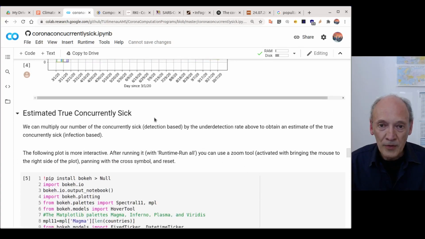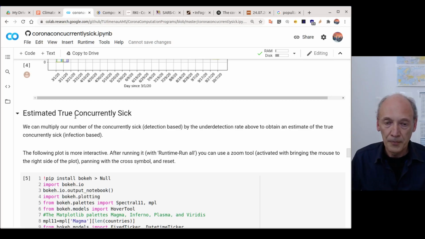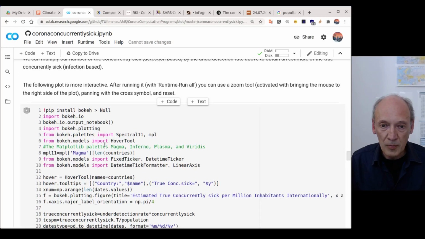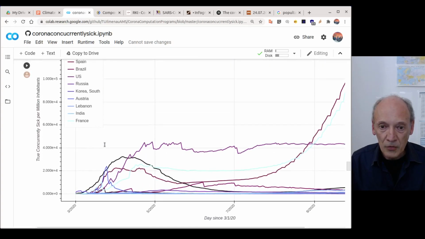So now we can use this underdetection rate to estimate the true concurrently sick. If we have this factor, right, then we can multiply our number of detected with this underdetection rate, and then we obtain the true concurrently sick, independent of the test rate. So this allows us to compare different countries much more precisely, even though they have this different amount of testing going on. So this is actually a very interesting plot, and that's also why I plotted it in such a way that you can now zoom in.